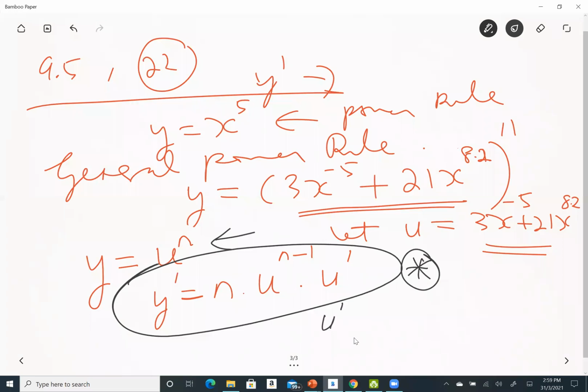So what is u prime? U prime is equal to -15 x to the power of -6, and then plus 21 times 8.2, which is 172.2, times x to the power of 7.2. Now put it into the formula. Do it now.